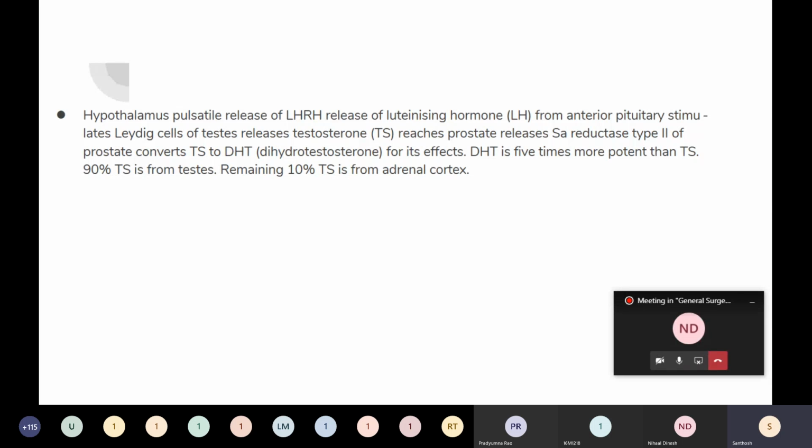So now what will happen? Dihydrotestosterone is 5 times more potent than testosterone. 90% of this testosterone is from testis. The remaining 10% of the testosterone is from the adrenal cortex.